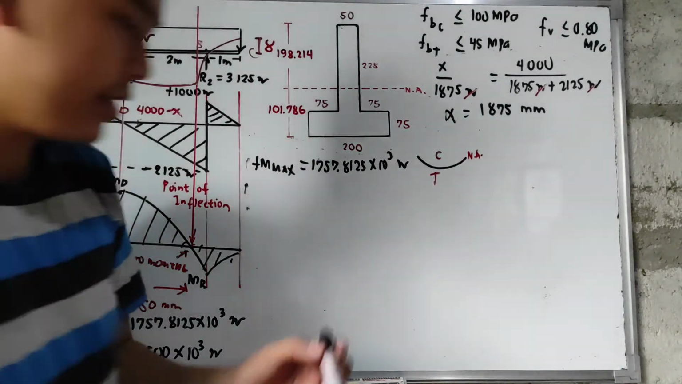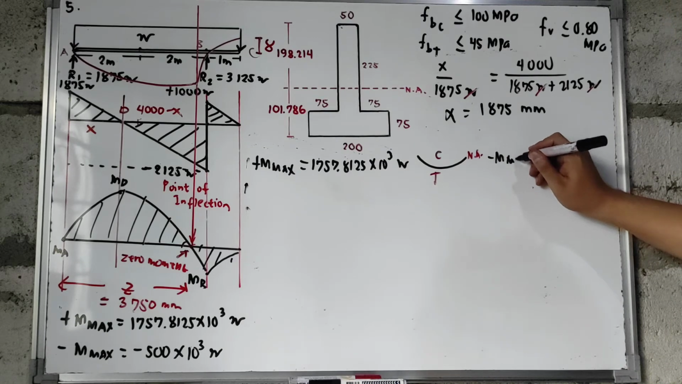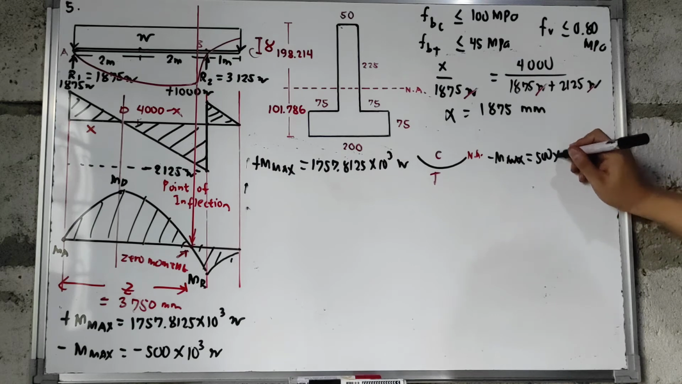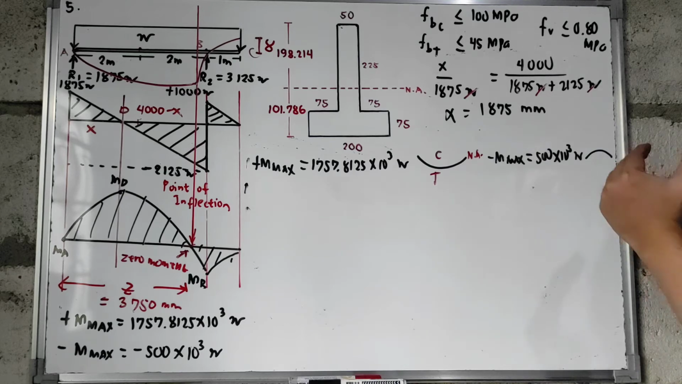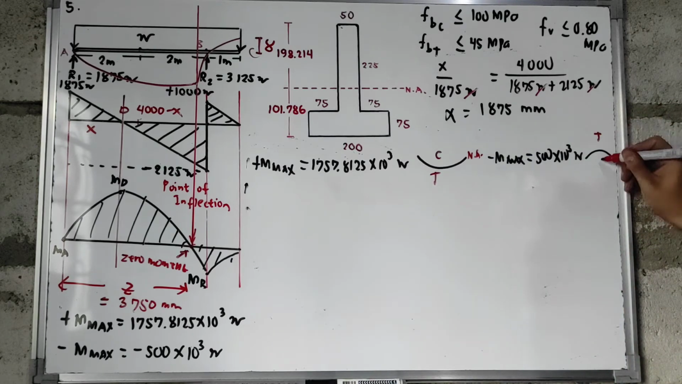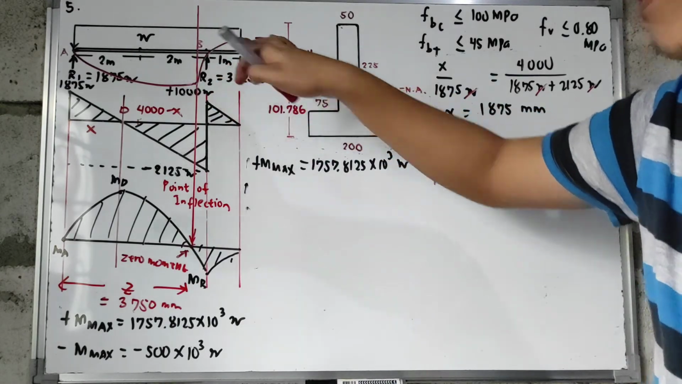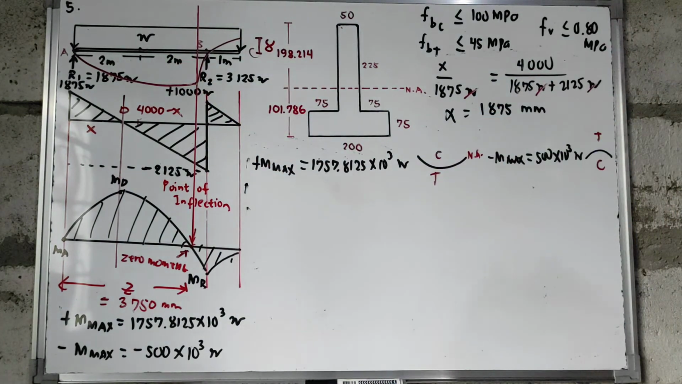So next naman, sa negative moment naman natin. So negative maximum moment natin is 500 times 10 raised to 3W. So magiging sad yung beam natin. So yung tendency niyan, yung nasa taas natin is in tension. Yung nasa baba naman is in compression. Katulad ng nangyari sa part ng beam natin dito. Nandito yung tension, nandito naman yung compression.